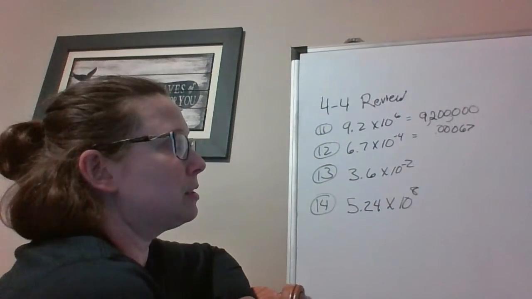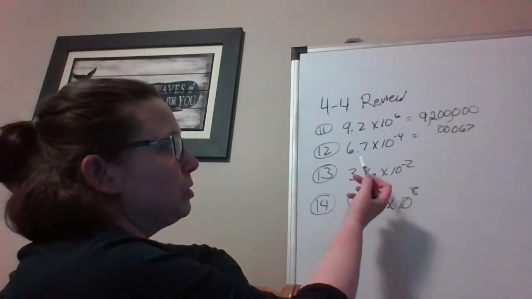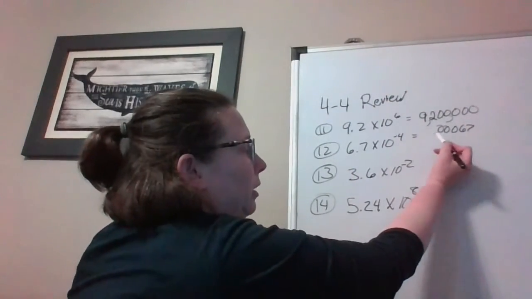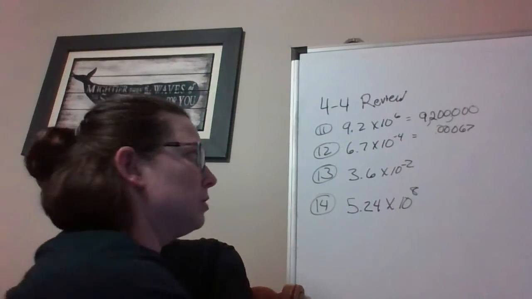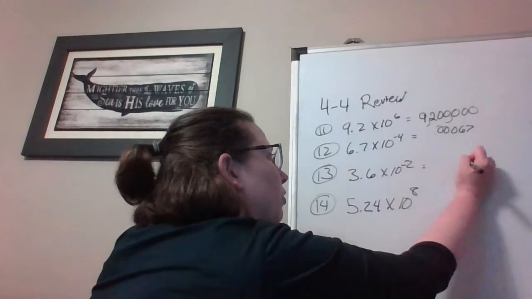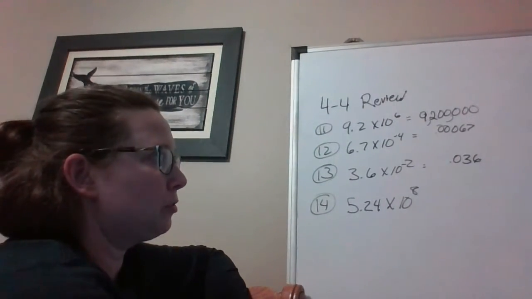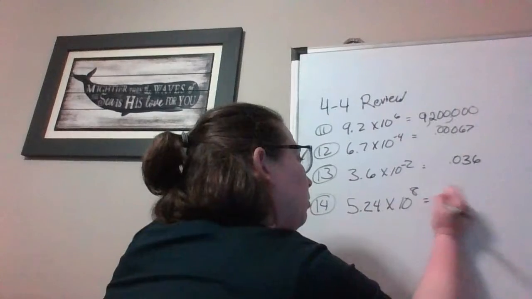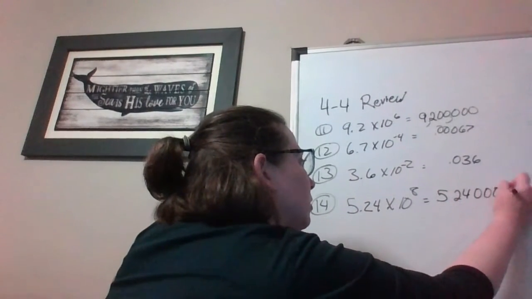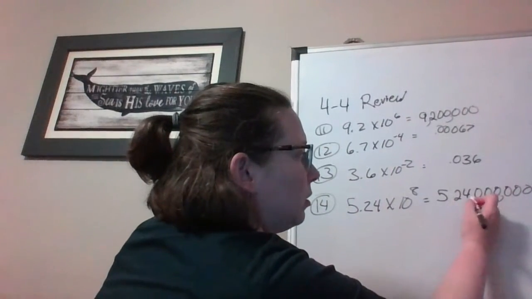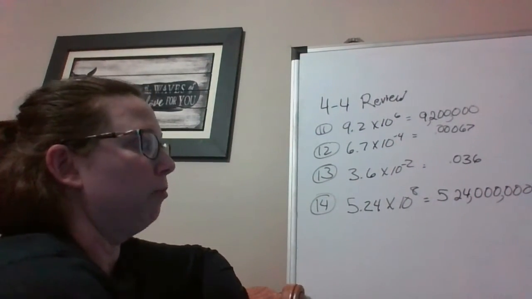Our answer here would be 67 thousandths. So we've taken our decimal from between the 6 and the 7, we've moved it left 4 spots, and we now have 67 thousandths. Here we just have to move our decimal 2 spots, so we would have 36 thousandths for our answer. Here we are moving our decimal 8 places to the right. So we have 524 million.